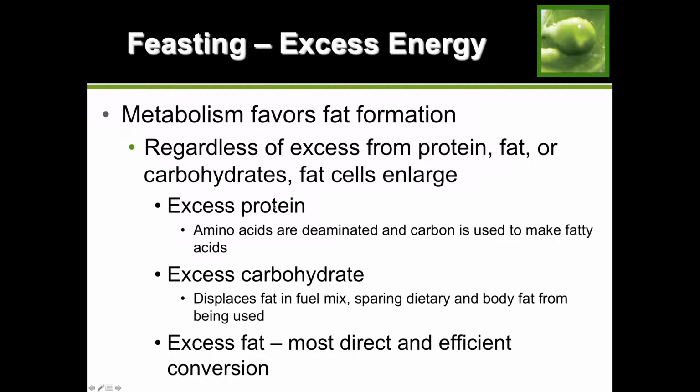All right, so feasting, excess energy. Metabolism favors fat formation. That's just how we are genetically. Regardless of excess from protein, fat, or carbs, your fat cells will get large. Now, excess proteins, what happens is amino acids are deaminated and carbon is used to make fatty acids. With excess carbohydrate, it starts to displace fat in fuel mix, and it starts sparing your dietary and body fat from being used. So this is why you don't lose weight when you overconsume carbs. And then excess fat is the most direct and efficient conversion. Why? Because you're going from fat to fat. Everything else, you have to go from protein to fat and carbs to fat in order to store it.